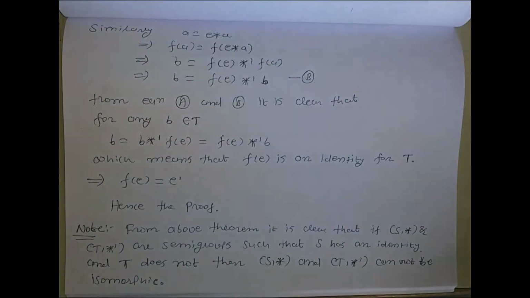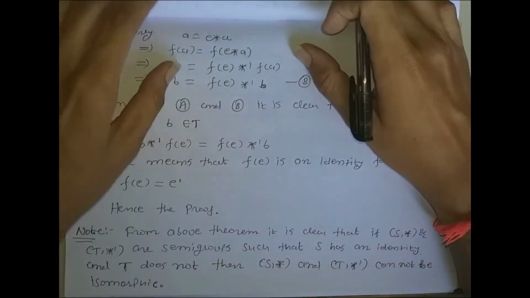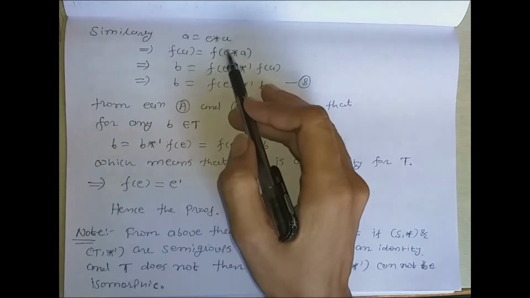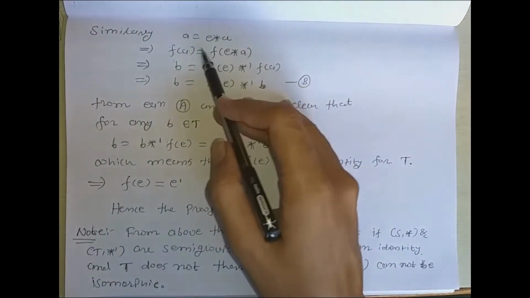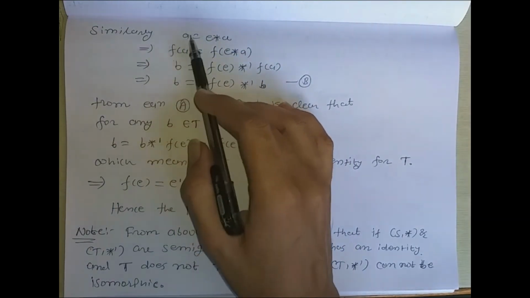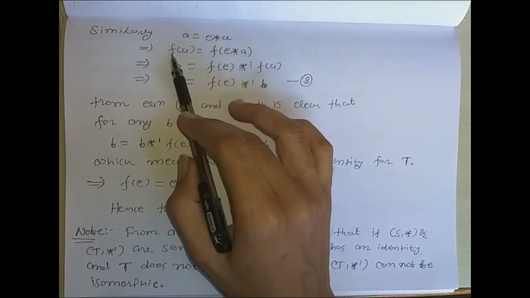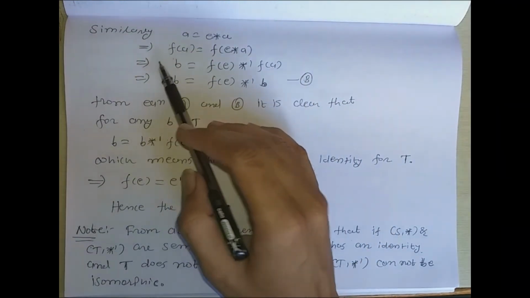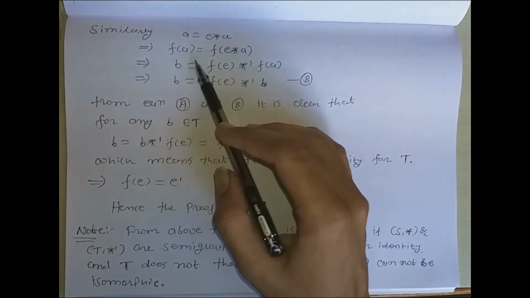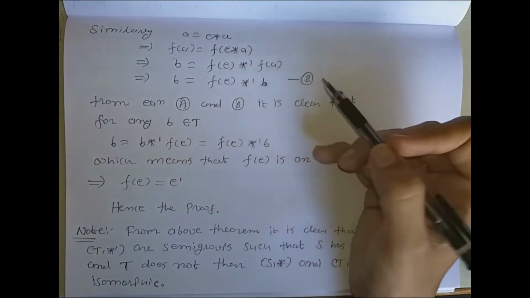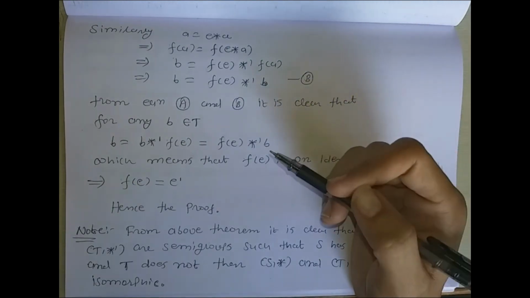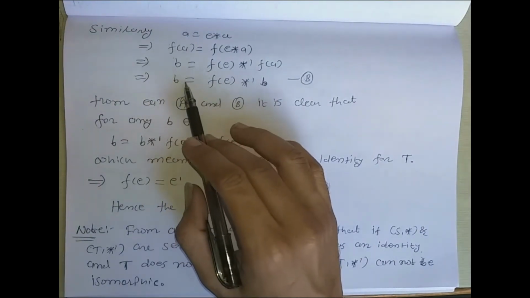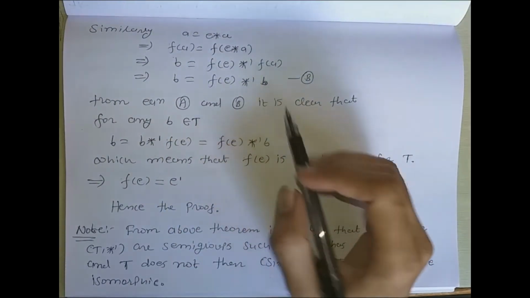Now next, similarly, A can be written as E star A. Now again apply the function F on this equation. So we get F of A is equal to F of E star A. This implies that F of A, which is equal to B, is equal to F of E star' F of A, because F is an isomorphism, so it is a homomorphism. This implies that B is equal to F of E star' B.